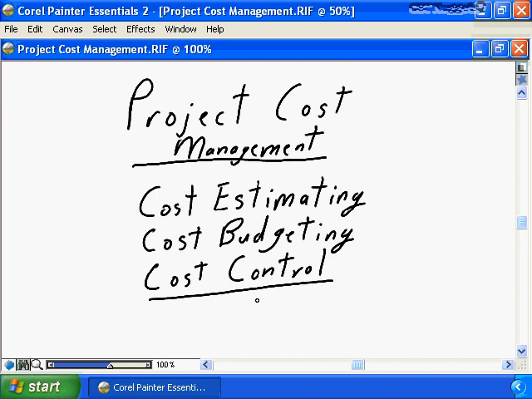Cost control ensures that the processes are in place, that the management principles are in place, that all of the costs appropriate to your project are charged to your project, and that only the costs appropriate to your project are charged to the project, and that your project delivers on budget. The key with cost control is ensuring that your project delivers on budget.